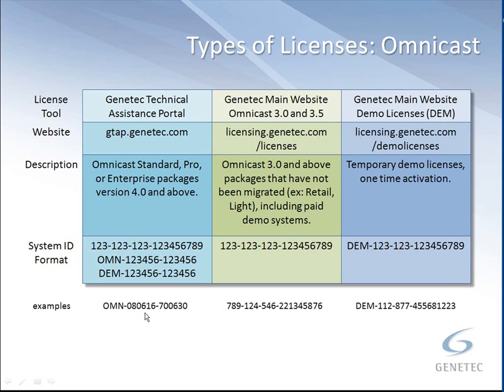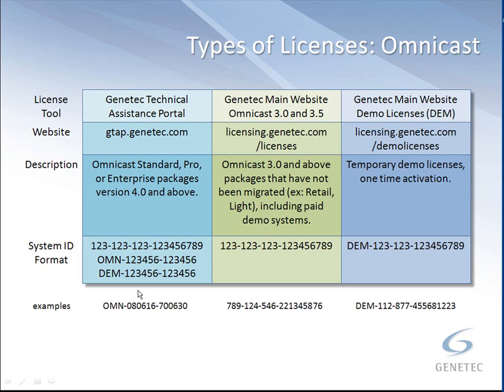The second type of license we'd use the GTAP for is a full demo. This is similar to the OMN 66 system ID, but the prefix would be DEM. This type of demo system can be reset, modified, and we can view the parts that are contained within the licenses, just like a regular Omnicast system. We'll see why this is important in a minute when we look at temporary demo systems.